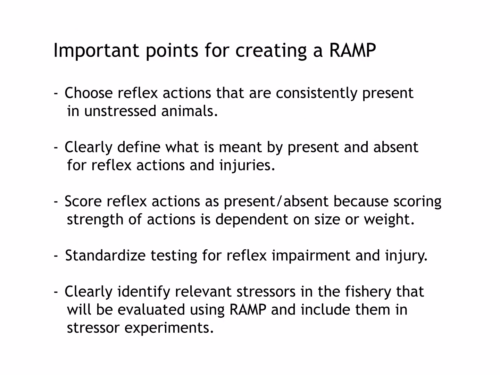Important points for creating a RAMP. Choose reflex actions that are consistently present in unstressed animals. Clearly define what is meant by present and absent for reflex actions and injuries. Score reflex actions as present or absent, because scoring strength of actions is dependent on size or weight. Standardize testing for reflex impairment and injury. Clearly identify relevant stressors in the fishery that will be evaluated using RAMP and include them in stressor experiments.